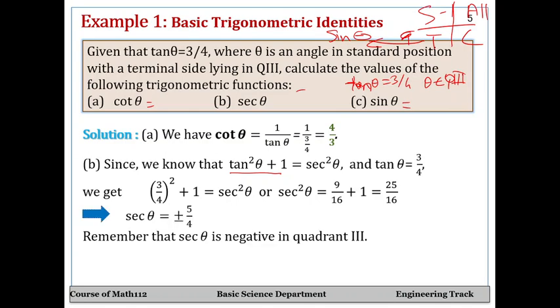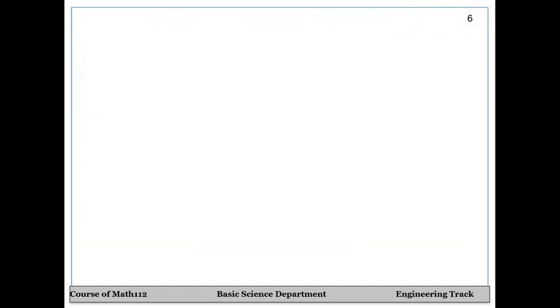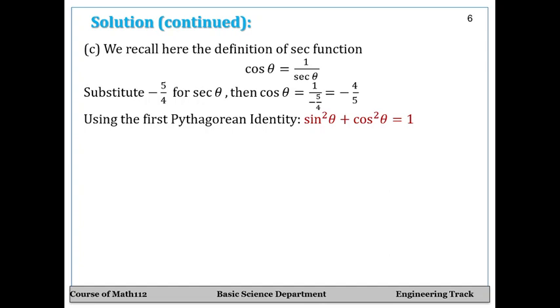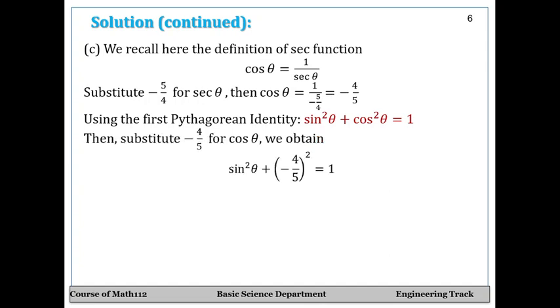So we use also the secant theta in quadrant 3, and it will be minus 5 over 4. And in the other one, we use cosine theta is equal to 1 over secant theta. Okay, is it asking cosine theta anyway? And then, okay, this is another way of doing this.